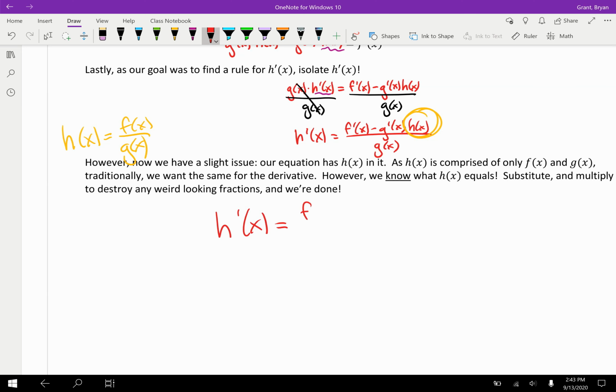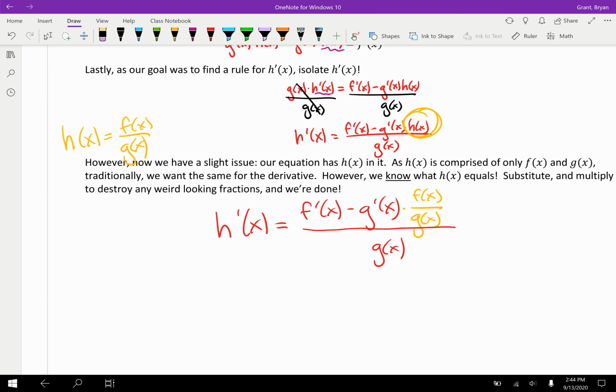H prime of x is going to be f prime of x minus g prime, and our nice little substitution, instead of h of x, we know that is f of x divided by g of x. And then this is all being divided still by g of x. And there's nothing wrong with this.